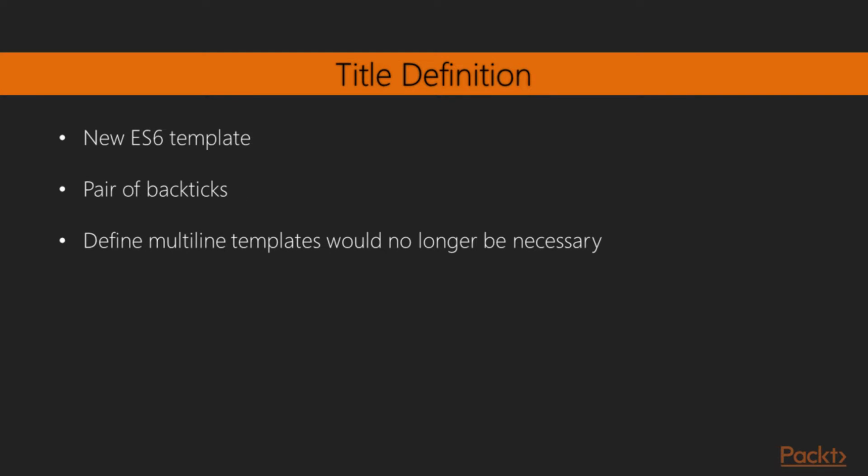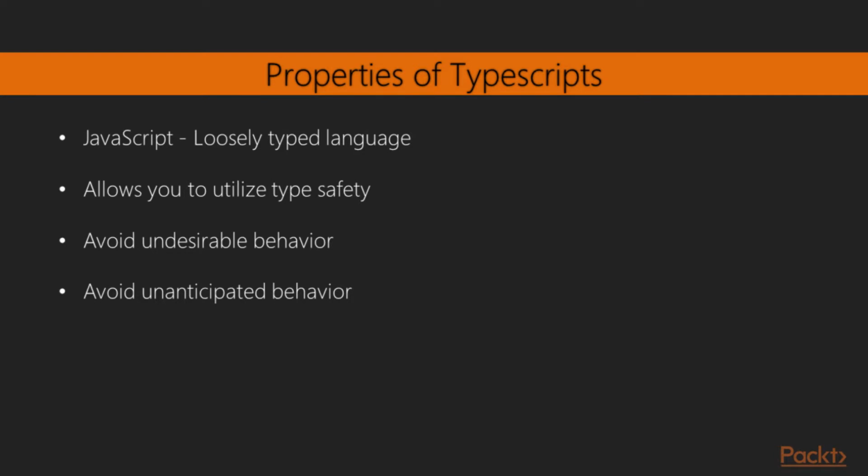The title definition uses the new ES6 template string syntax, a pair of backticks instead of the traditional set of quotes. You will find you become quite fond of this, as it means the plus messiness formerly used to define multi-line templates would no longer be necessary. All the properties of this class are typed. TypeScript's typing syntax takes the form of property name, property type, equals, optional init value.